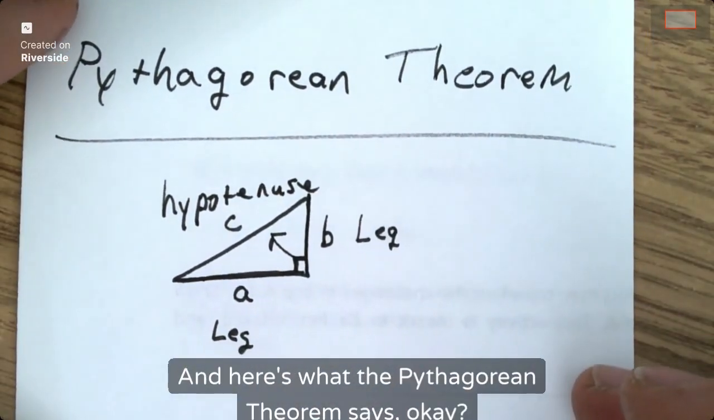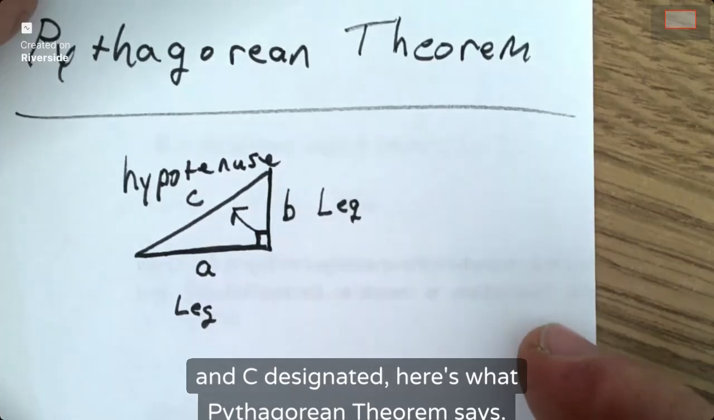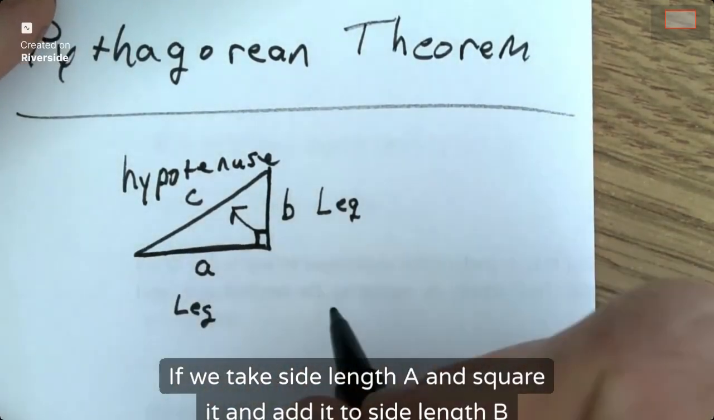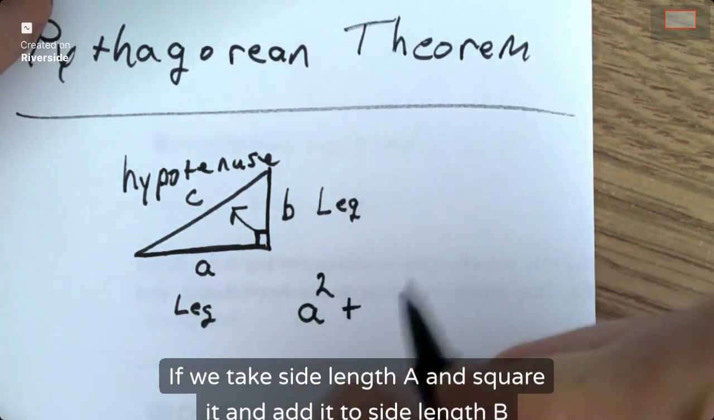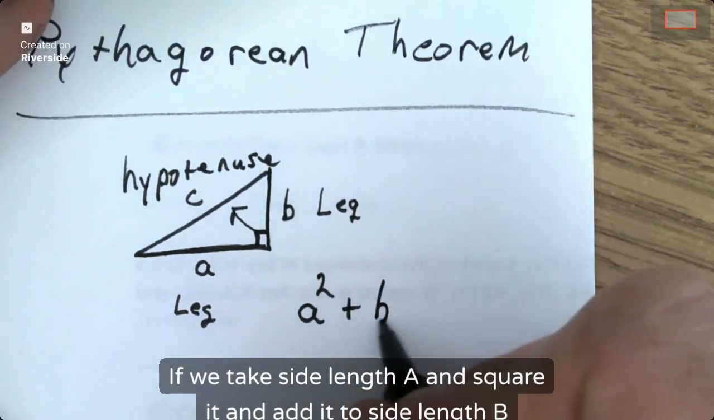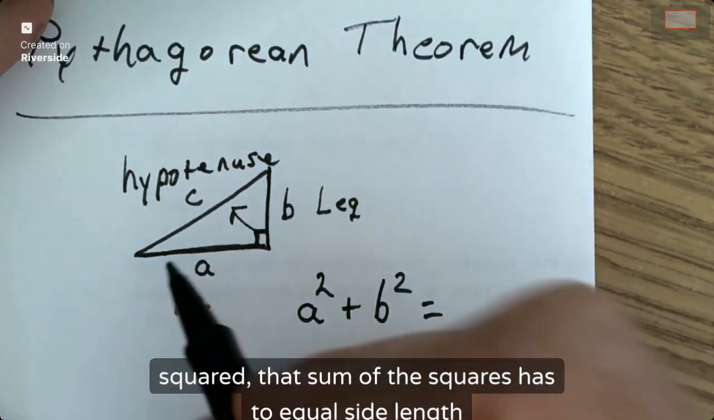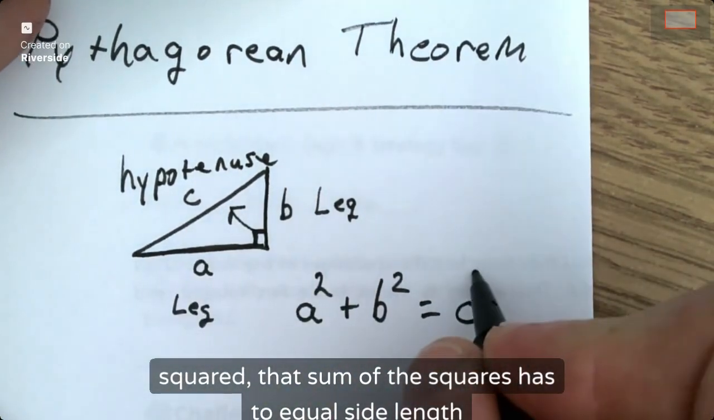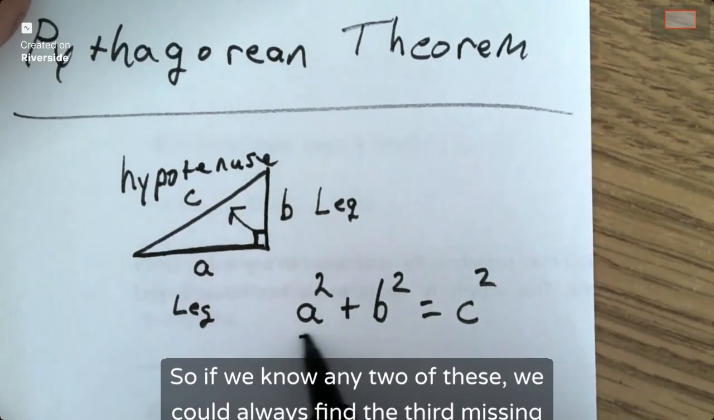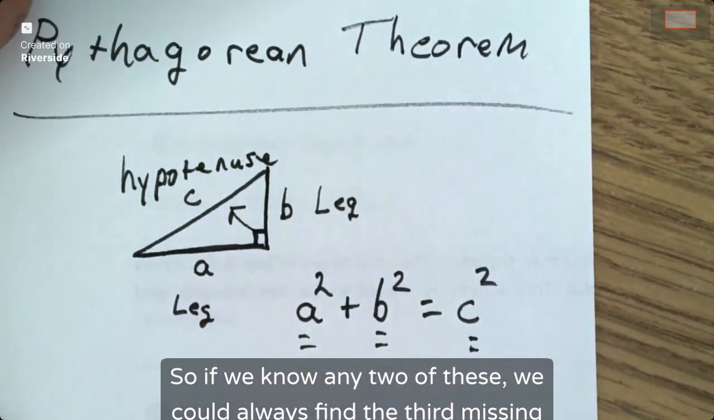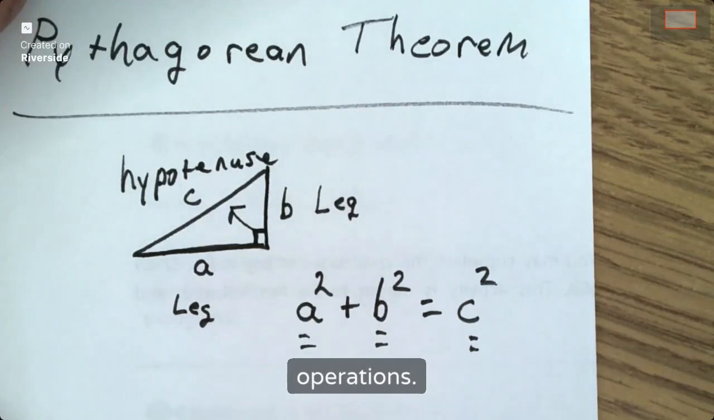And here's what the Pythagorean Theorem says. As long as we have a right triangle, and we have A, B, and C designated, here's what Pythagorean Theorem says. If we take side length A and square it and add it to side length B squared, that sum of the squares has to equal side length C squared. And that's what Pythagorean Theorem says. It's pretty simple, really. So if we know any 2 of these, we could always find the third missing dimension just by solving the equation and using some inverse operations.